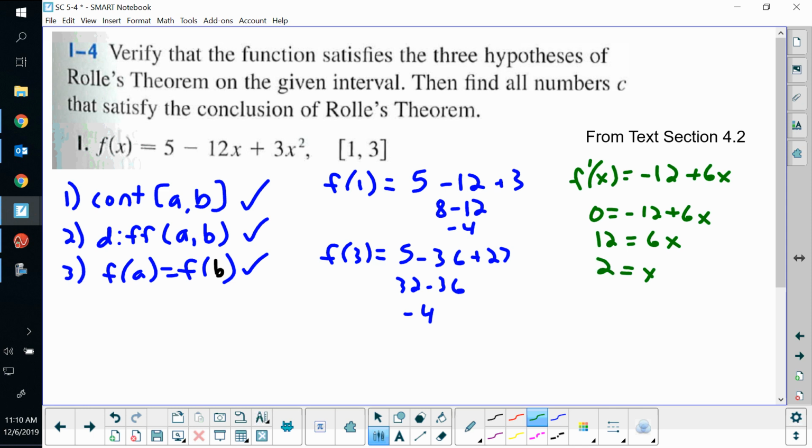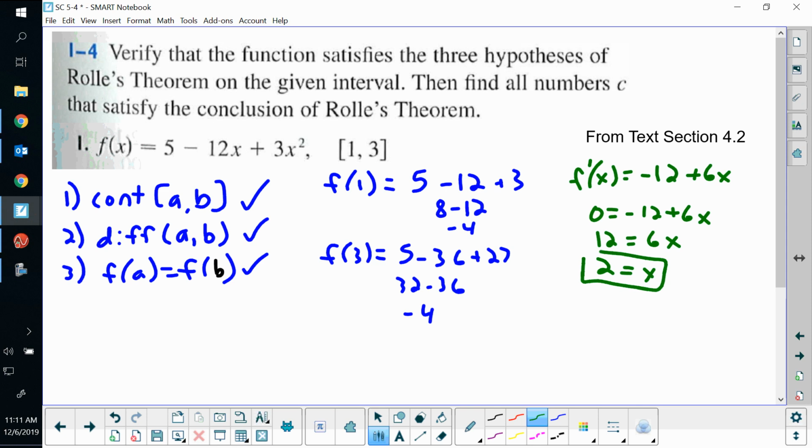Now when you get an answer for both Rolle's theorem and mean value, make sure it is in the open interval that we want it. If it is not in the interval, then you know you did something wrong. I see lots of times on quizzes and tests, people will get their answer here, and it's not even in the interval, so that should have told them, oh, I made an error somewhere along the way, and I should check my work. Okay, 2 is in our interval from 1 to 3, and that's good.